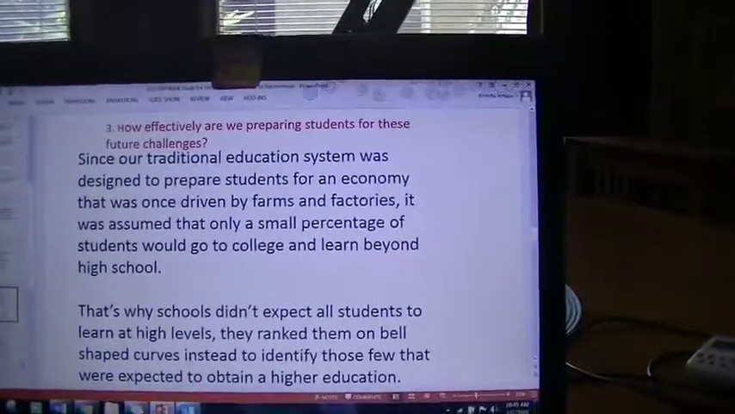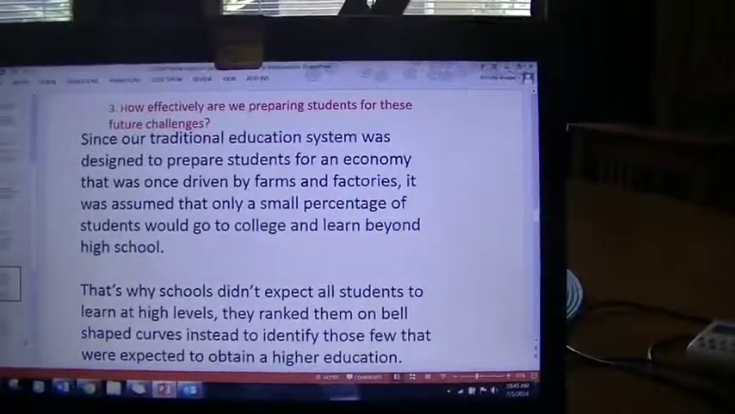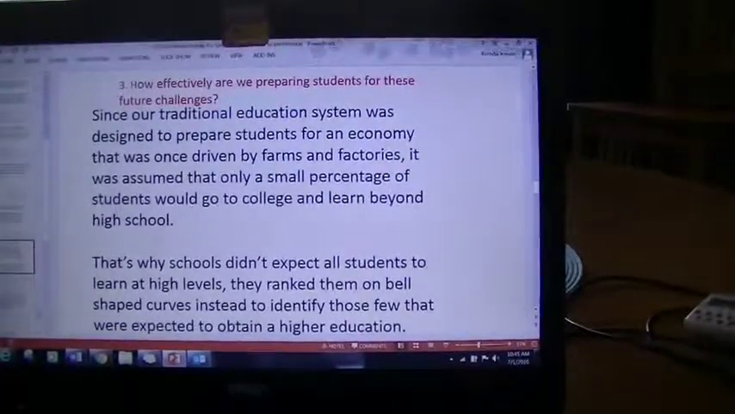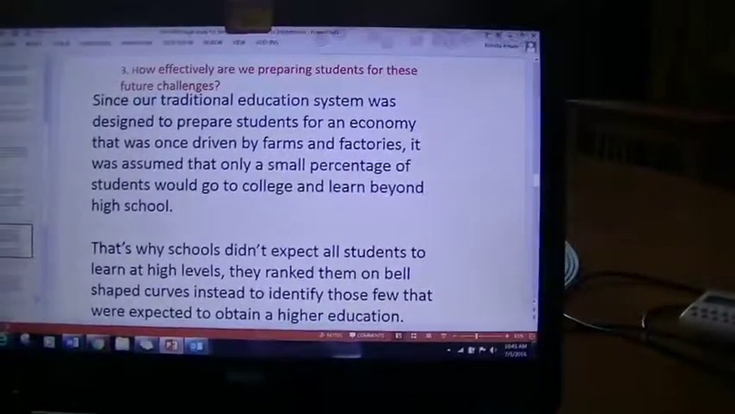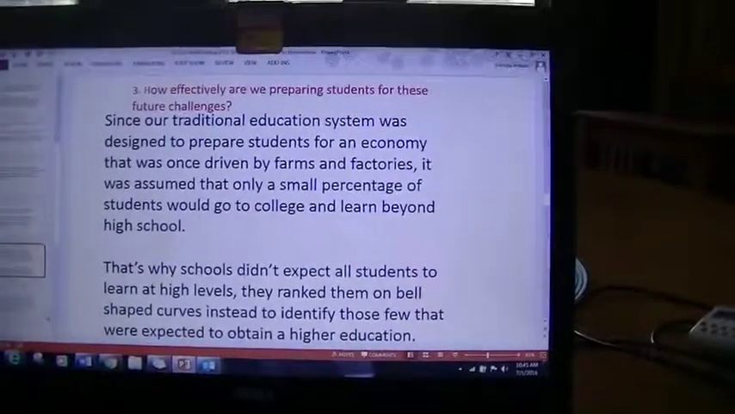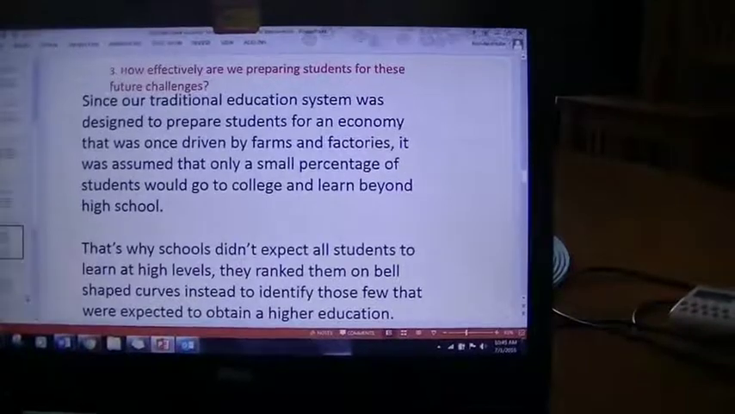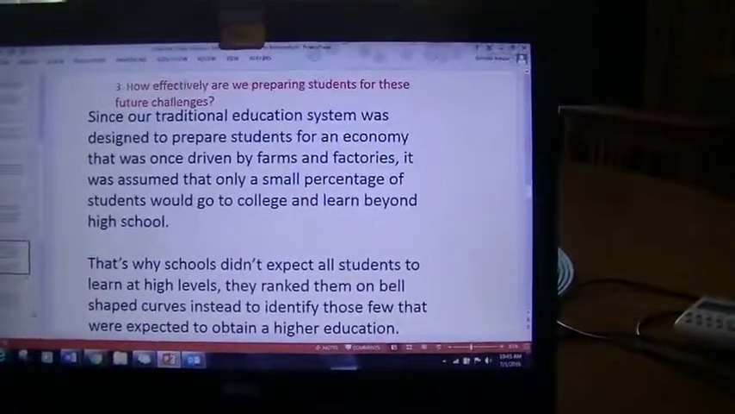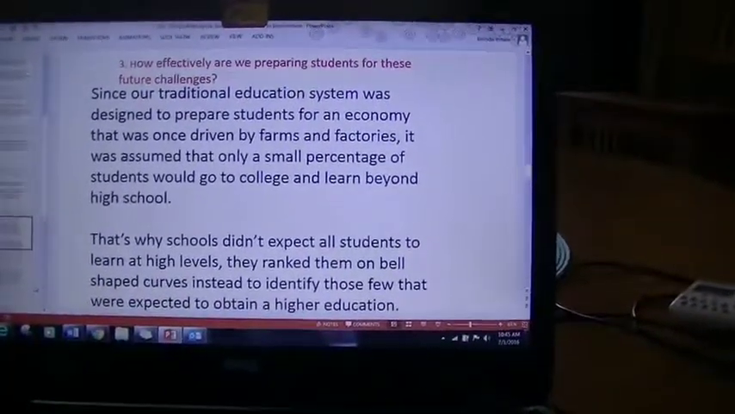And the third question, how effectively are we preparing students for these future challenges? It basically talks about how education was designed prior to now based on a lot of people farming and working in factories, and now there's only a small percentage of people that work in those areas. And at that time people didn't go to college much, so they used the bell curve to identify those few that were probably going to go on to get a higher education.